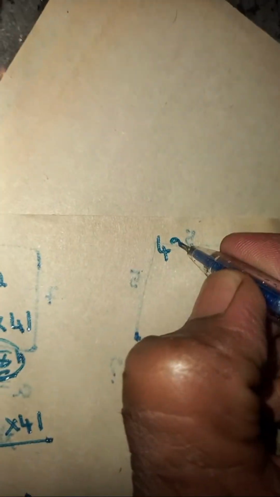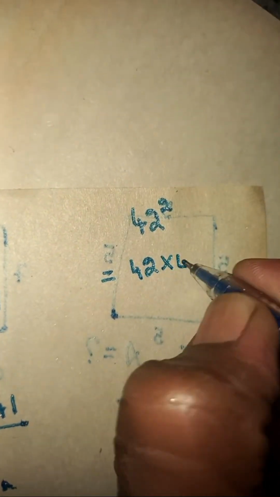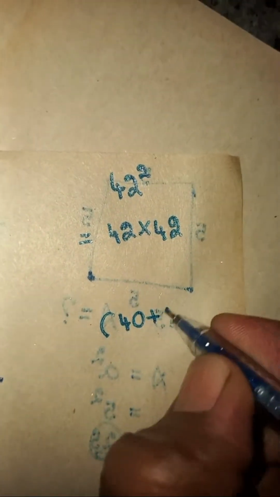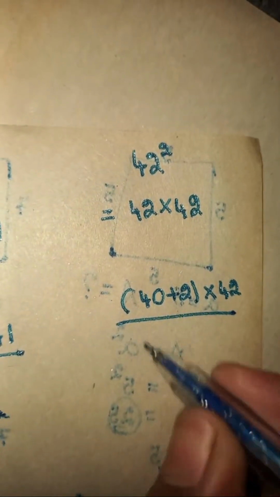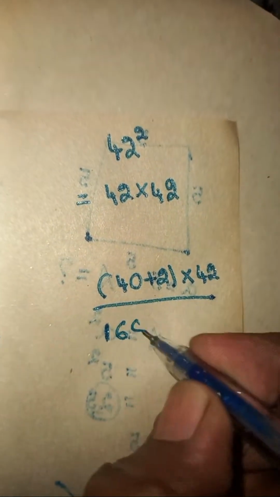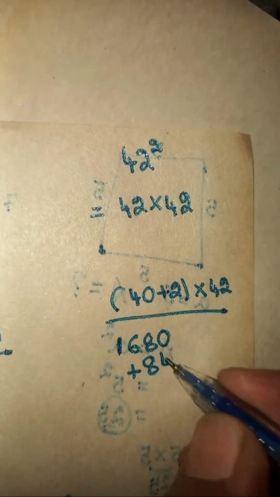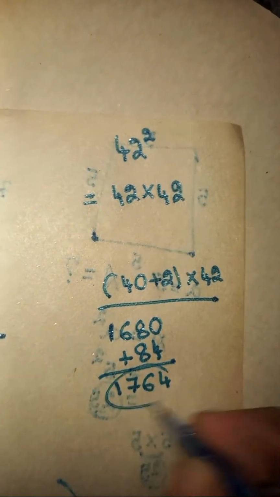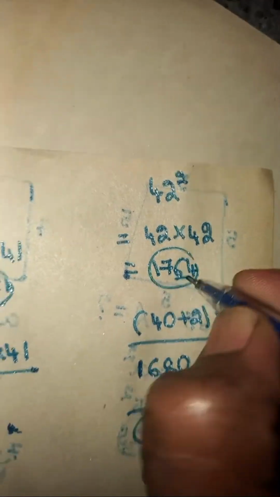Now let's write what is 42 square. 42 square equal to 42 times 42. Now you're going to get it as 40 plus 2 times 42. 42 times 40 is 1680 plus 42 times 2 is 84. When you add them, you're going to get 1764. So this 42 square is 1764.